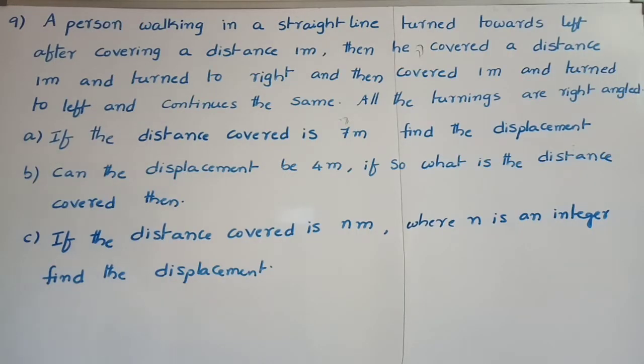Question number 9. A person walking in a straight line turned towards left after covering a distance of 1 meter. Then he covered a distance of 1 meter and turned to right, and then covered 1 meter and turned to left, and continues the same. All the turnings are right angled. In that, A, if the distance covered is 7 meter, find the displacement. B, can the displacement be 4 meter? If so, what is the distance covered then? C, if the distance covered is n meter, where n is an integer, find the displacement.